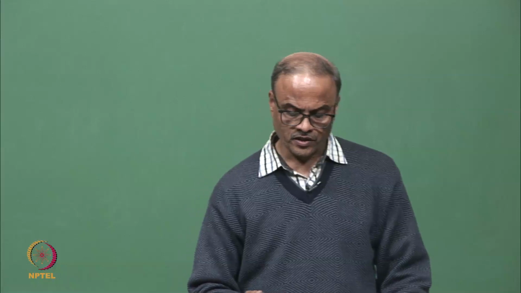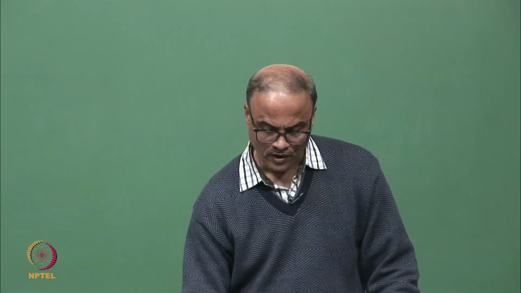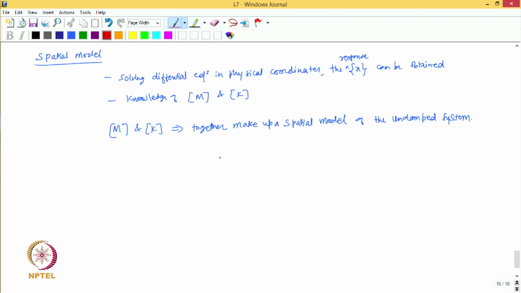So, if I am given the spatial model in terms of the mass and stiffness matrix, right, that basically is the model, and then if we are given the excitation forces acting on the system, then we can solve using this model the output response of the system.